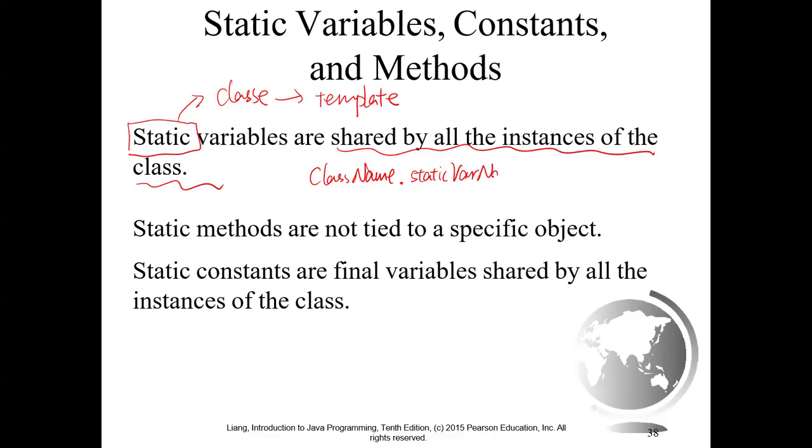variable or static method name. And the static methods are not tied to a specific object because they are tied to a class. And the static constants are the final variables shared by all the instances of the class. It is also because it is related to the class.